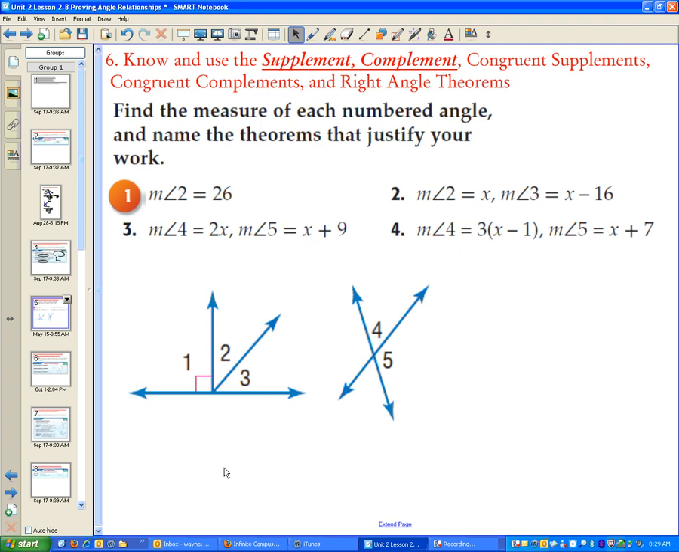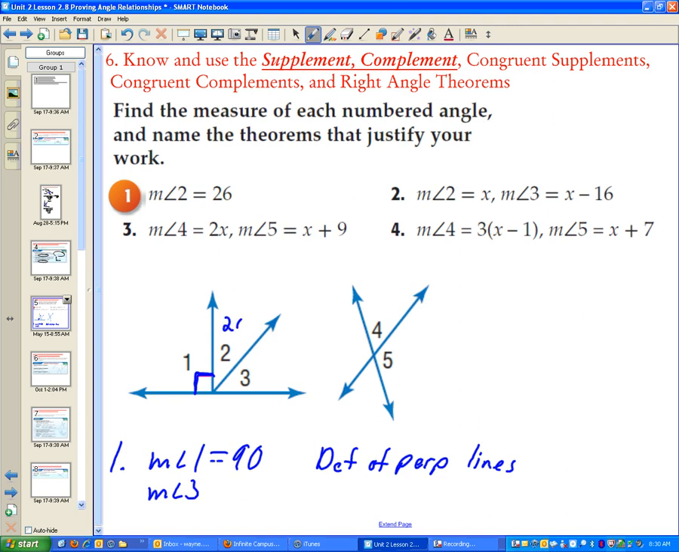For number 1, we're supposed to find the measure of each numbered angle. What's the measure of angle 1? The measure of angle 1 equals 90. It says name the theorem that justifies that. I don't think any of the theorems we've talked about actually do. I think I might just say definition of perpendicular lines. Now we're supposed to find, well, they give us the measure of angle 2. The measure of angle 2 is 26. What does the measure of angle 3 have to be?